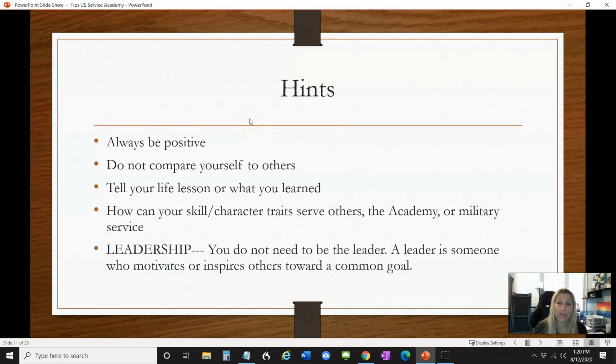All right, hints. So this is just quick. Always be positive. Don't be negative. Nobody wants to read your sad, sad, sad story. Yet again, I said don't talk about sad topics, because it's hard to be positive about a sad topic. You want to be positive.